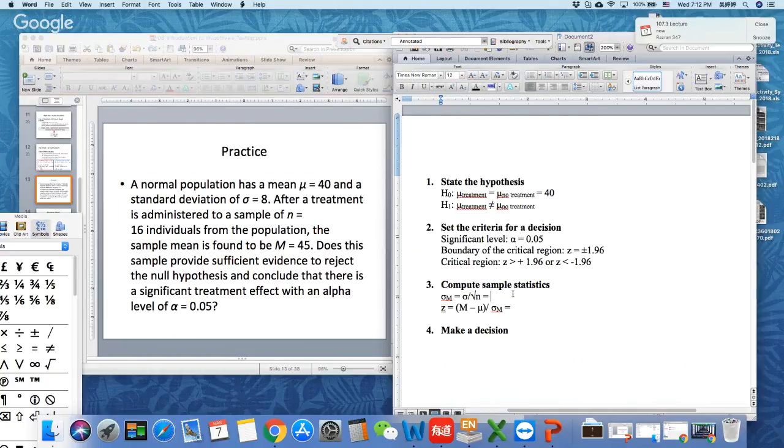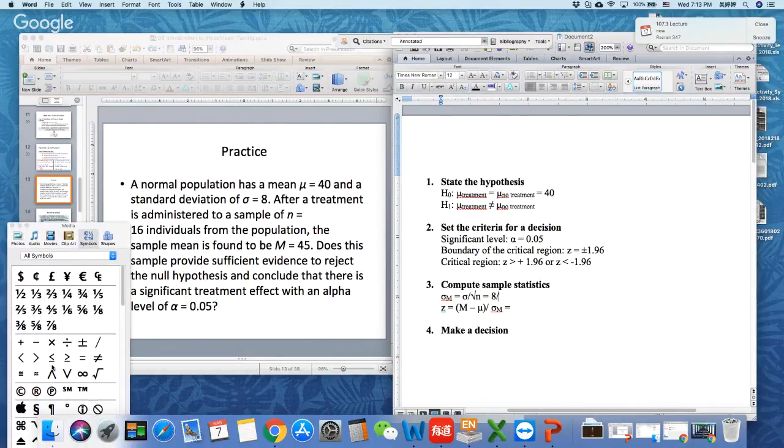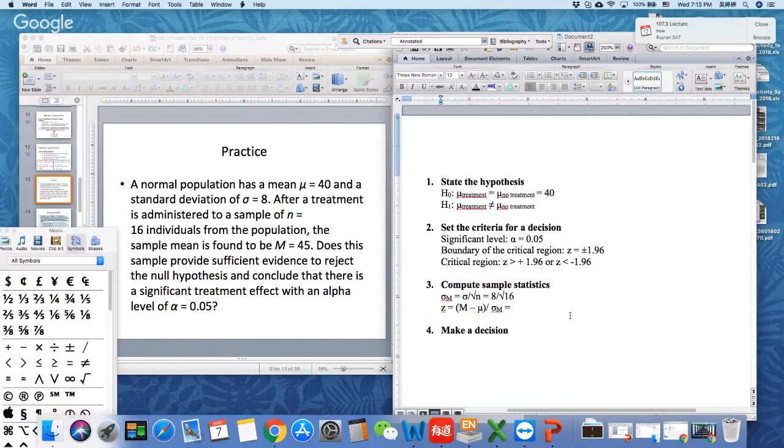Here first, because we are dealing with the distribution of the sample mean, we have to compute sigma m, which is the standard error, first. So here's the formula: sigma m equals sigma divided by the square root of n. The sigma is 8, divided by the square root of n, which is 16. So it equals 8 divided by 4, and that is 2.